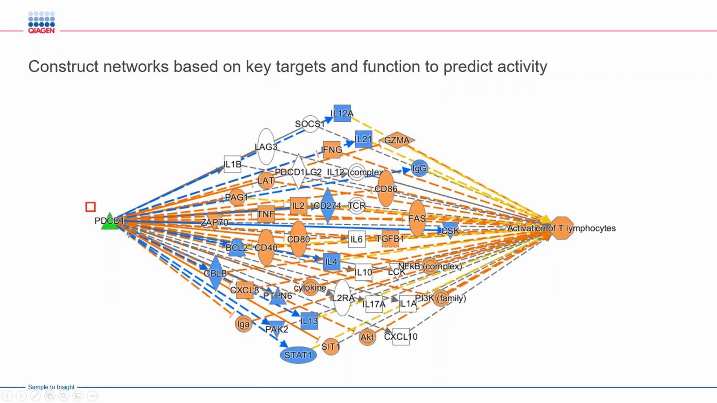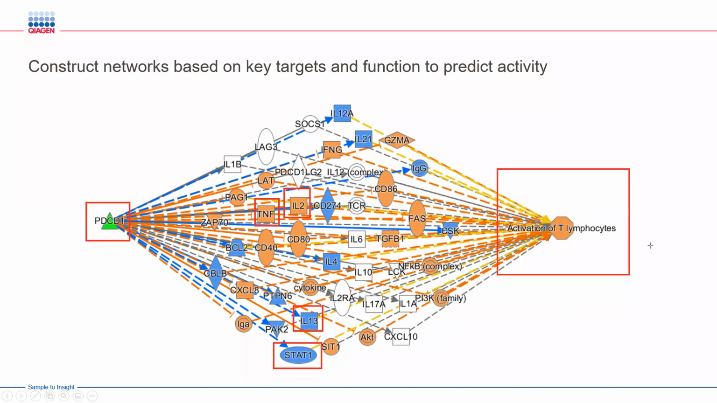So here you can see that when PDCD1 is inhibited, or using CRISPR we have inhibited the expression of this gene, IL-2 and TNF are activated. IL-13 and STAT1 are inhibited, based on the orange and blue colors that you see here. And it ultimately leads to increased activation of T lymphocytes. So this is how you can easily search for your gene and function and then generate this hypothesis in silico.